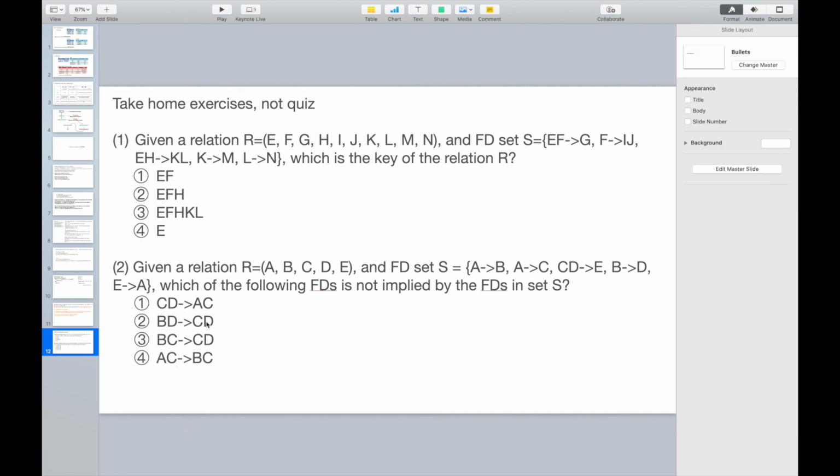And you can try to do these two exercises by yourself and get your answer. We have no time to go over these two exercise questions for you in the lectures. Okay, so that's it for this week's lectures, and I hope you have a nice weekend.